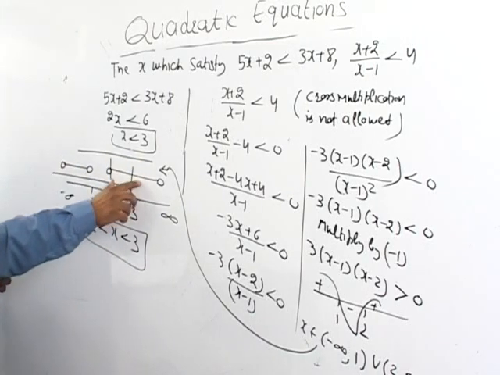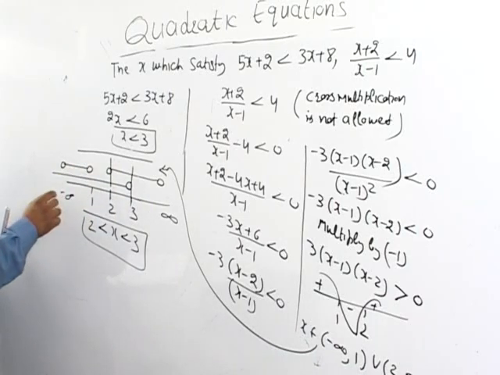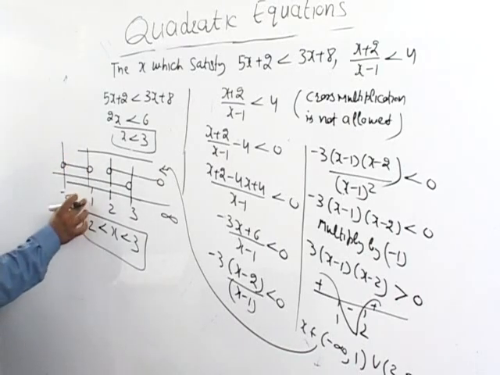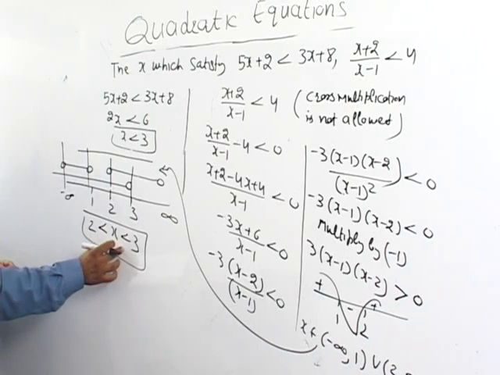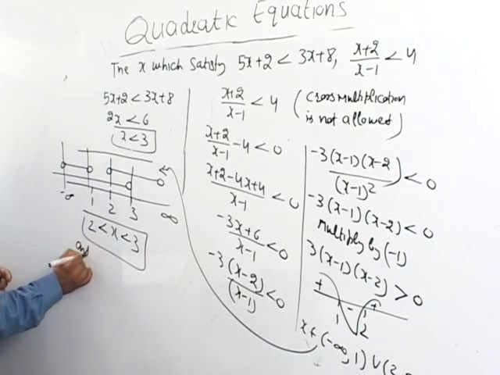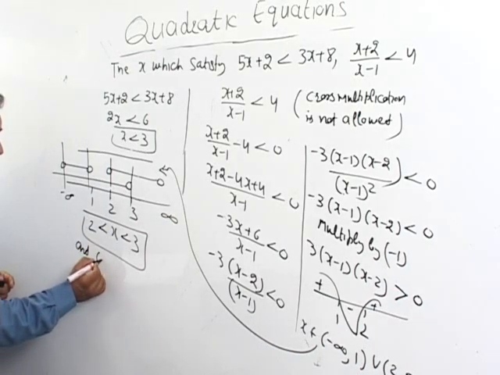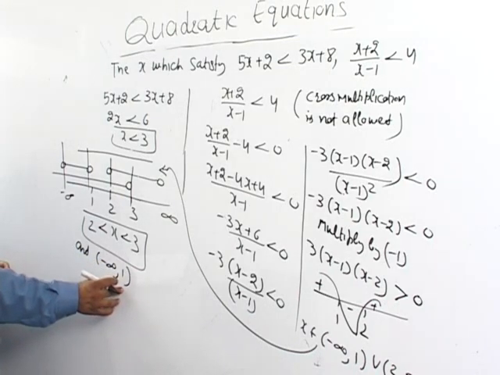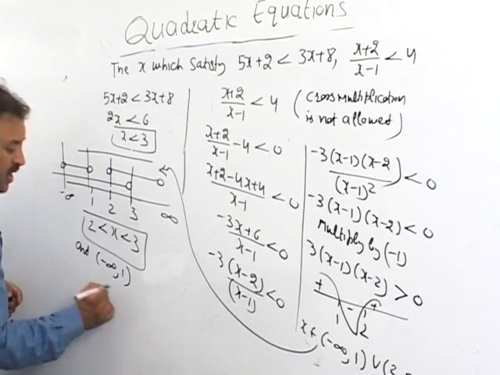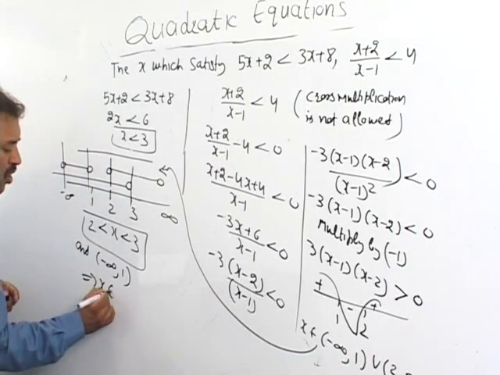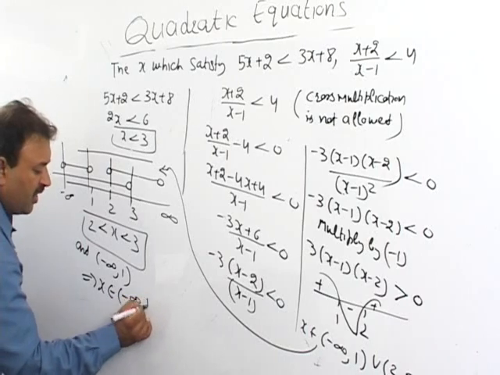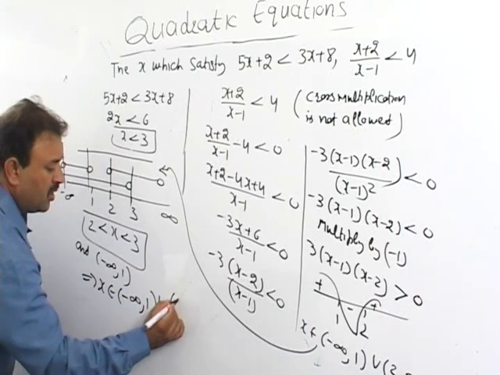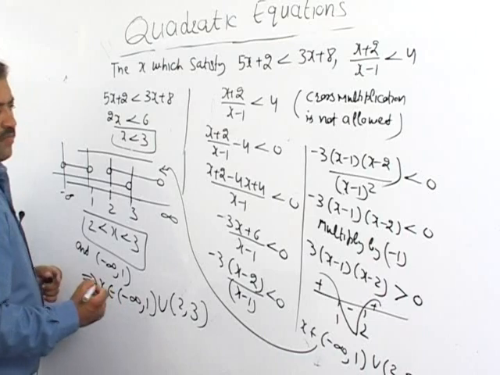Look carefully, we made a little mistake over here. From here to here we also got a common area. From here to here we also got a common area. Our result will be this one and it will be minus infinity to 1. This is also x from here. So our result becomes x belongs to minus infinity to 1 union 2 comma 3.